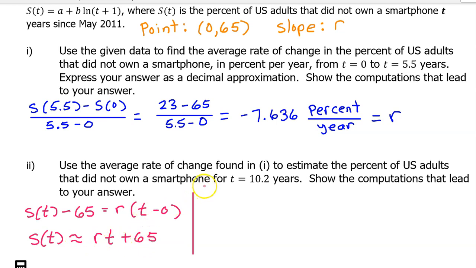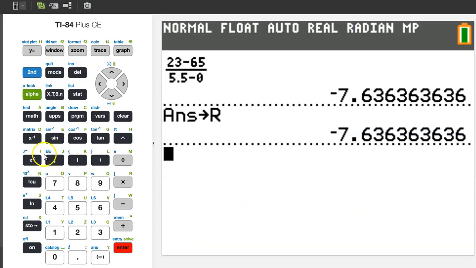Now let's estimate the percentage of US adults that did not own a smartphone for t equals 10.2. In other words, let's approximate s at 10.2. This will be approximately equal to r times 10.2 plus 65. Let's put this into the calculator. Let's do alpha r times 10.2 plus 65.